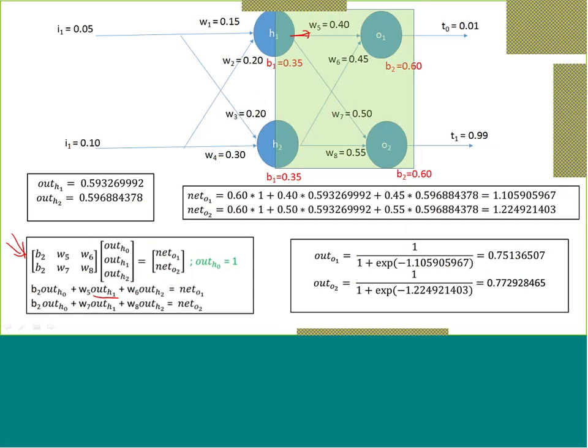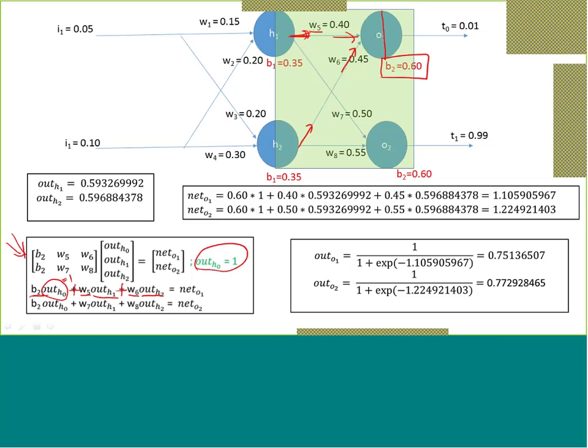So this is out H1 multiplied by W5, and I'm calculating the net input of this node, right? This is one input, which is out H1 multiplied by W5, and this is the other input which I have to sum up, W6 multiplied by out H2. Now I am taking the sum of these two and adding a bias to it. This is B2 bias, and just for the sake of convention, I have taken out H0 equals 1. So it is simply adding a bias.